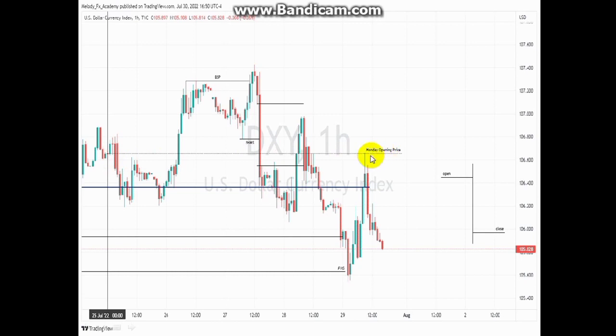So now what is our bias? We are expecting a bearish week on the DXY. How would that look using the power of 3? If this is our opening, we are expecting an expansion to the upside, a Judas swing, which will be open, high, low and close. So we have the open, the high, the low and the close.